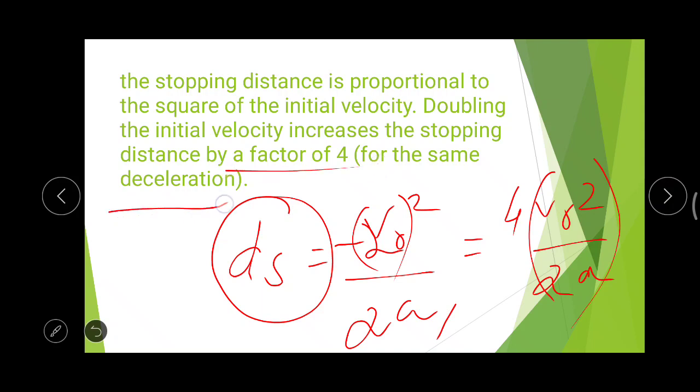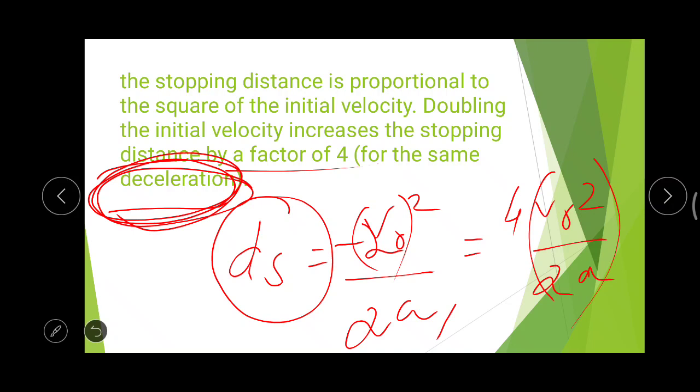For the same deceleration. Deceleration means the opposite of acceleration. Here the speed is reducing, no? So this acceleration term, a negative acceleration which is decreasing the speed, is known as the deceleration. Okay, so I think this much is clear.